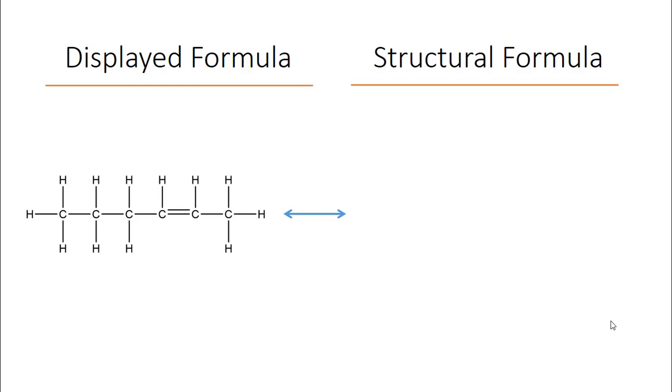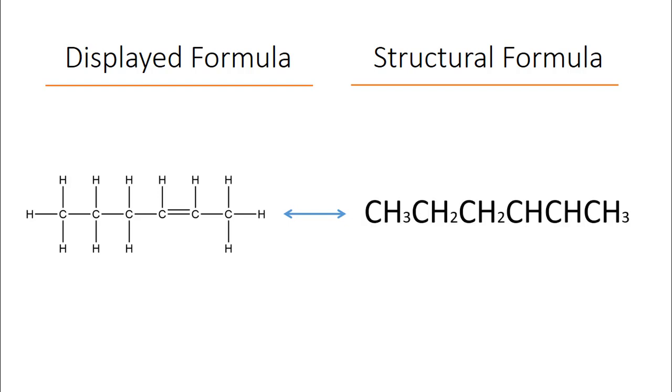Now revealing the structural formula. It's CH3, CH2, CH2, CH, CH, CH3. Well done if you got that right. If not, I'll go through it and explain. Starting at the beginning of the molecule, CH3, a carbon with 3 hydrogens, then CH2, CH2 in structural formula, again going down the molecule, CH2, CH, CH, CH3. We can see the CH, CH next to each other. That really does imply that there's a double bond there. If you're seeing the structural formula first, that's what should ring alarm bells.